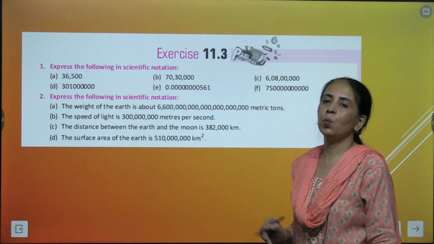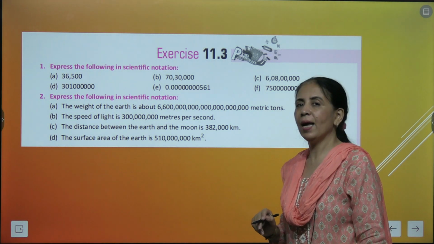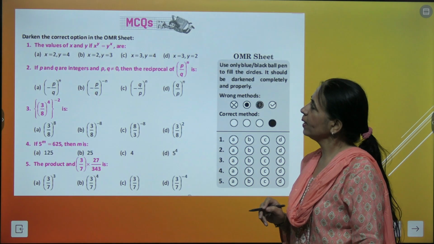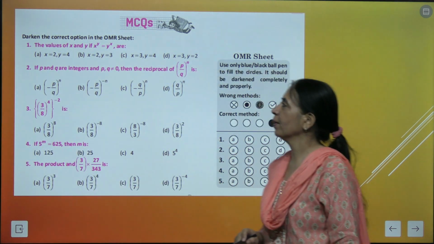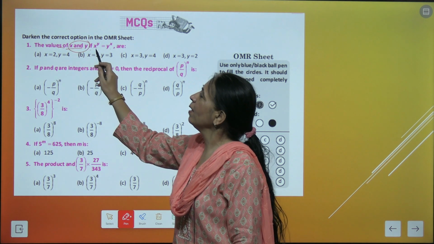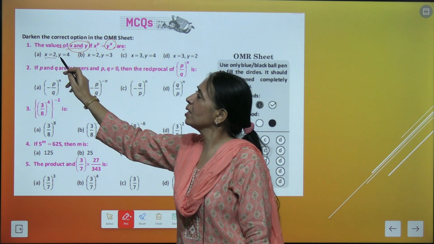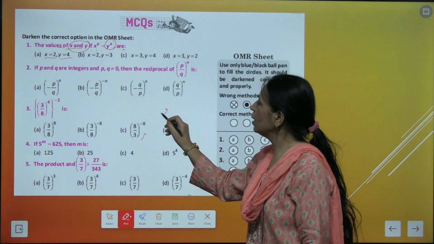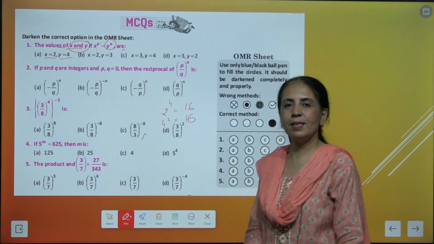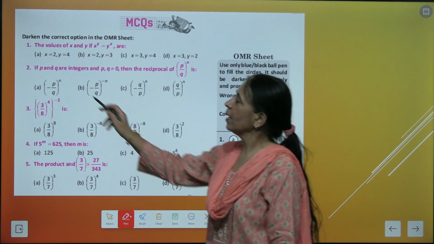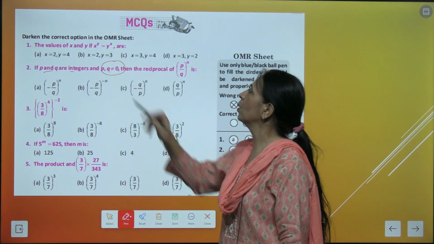Correct? And here we have an exercise based on the same questions जो हमने अभी examples में देखे। So please try doing them and we come to the MCQ part and the closing of the chapter. The values of x and y, if x raised to the power y is equal to y raised to the power x are x equals 2 and y equals 4. क्योंकि अगर 2 की पावर 4 लिखेंगे तो भी 16 आएगा और 4 की पावर 2 लिखेंगे तो भी 16 आएगा। Interesting fact.